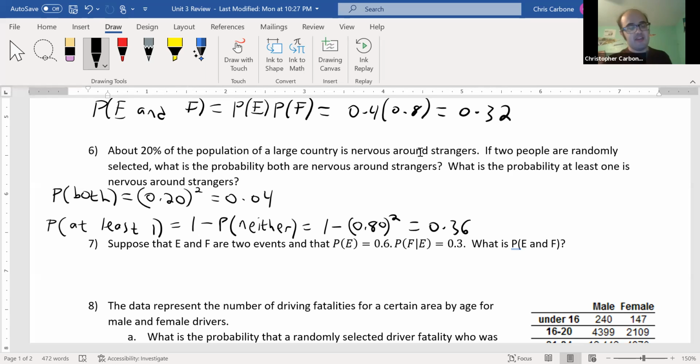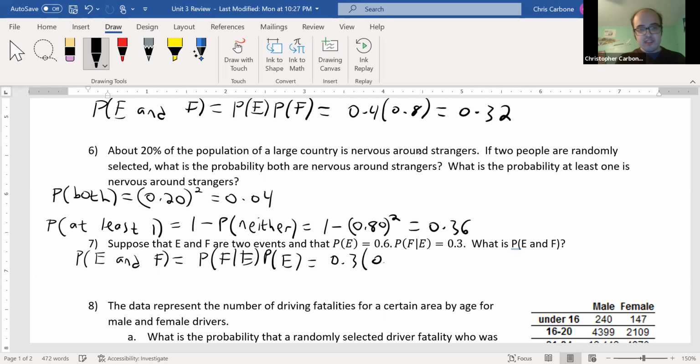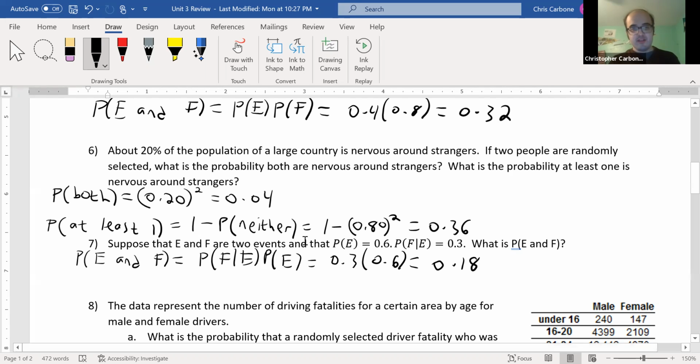For question number 7, suppose that E and F are 2 events, and that the probability of E is 0.6, and the probability of F given E is 0.3. We want the probability of E and F. This would be the probability of F given E times the probability of E. This would be 0.3 times 0.6. That would give us 0.18 for the probability of E and F.